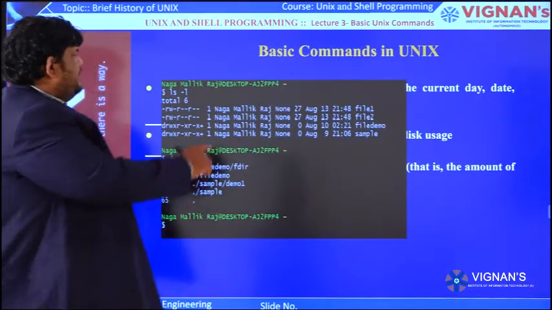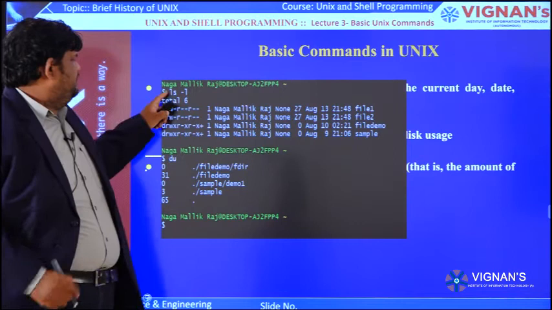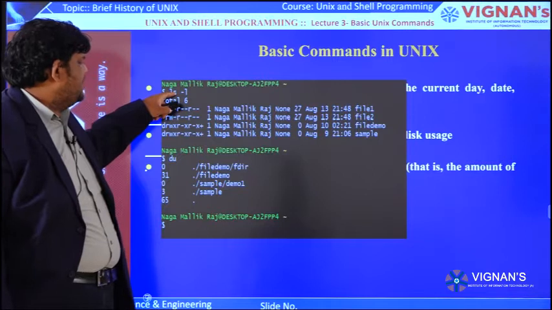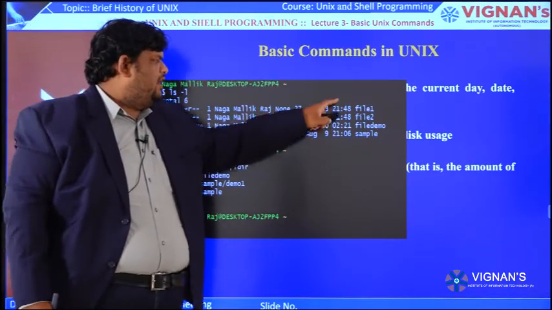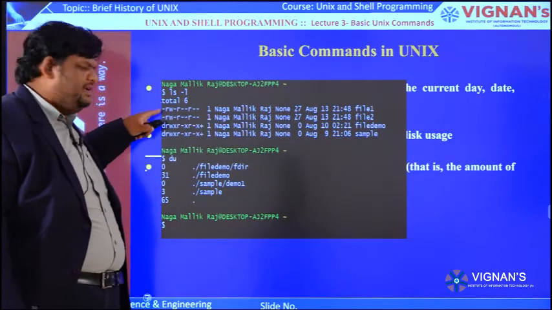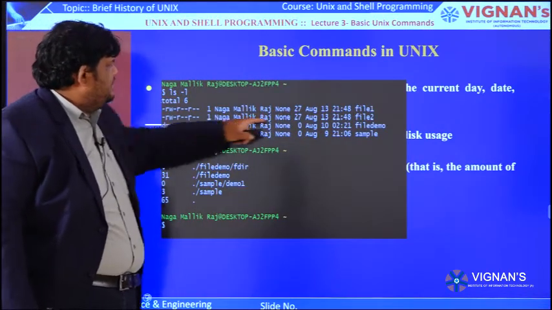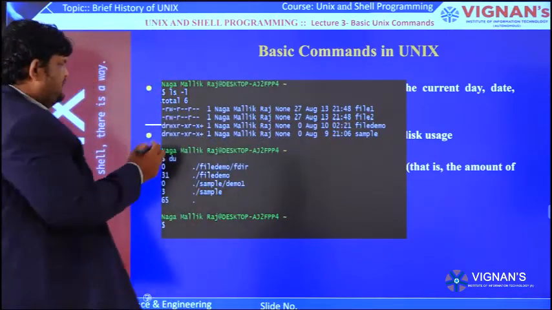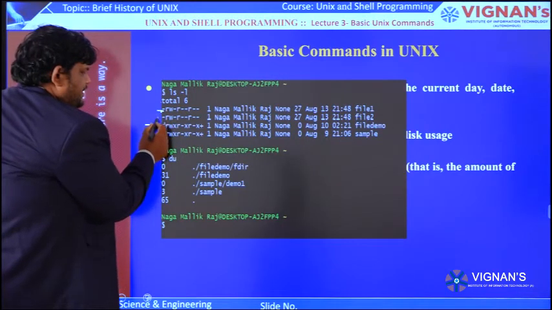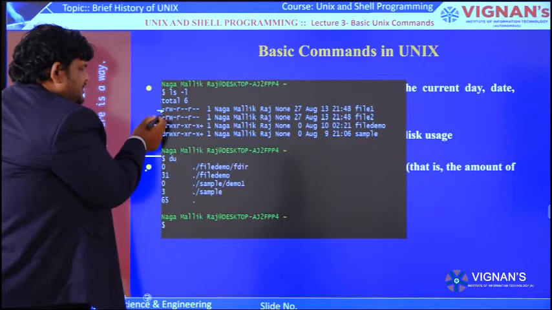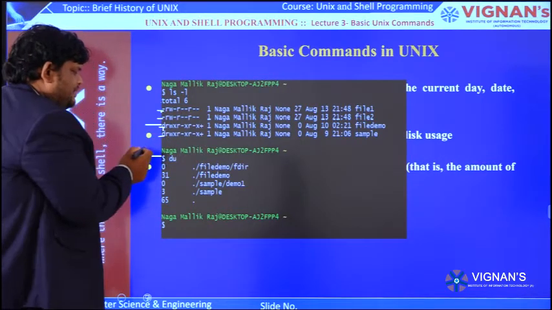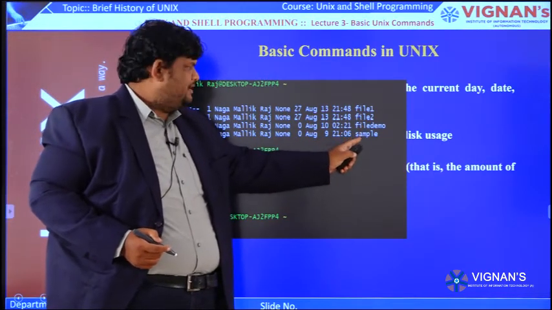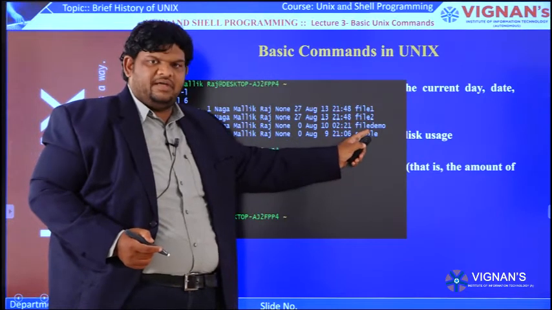For example, in the present directory, if you type ls space option L, we know the outcome of this command is a long listing of files. Along with the file name, it gives all the details. Here file 1 is there, file 2 is there, next file demo is there, sample is there. If you observe the first character, if it is empty, then those are files. If it is D, then those are directories. That means file demo is a directory, sample is a directory. These two are files, these two are directories.